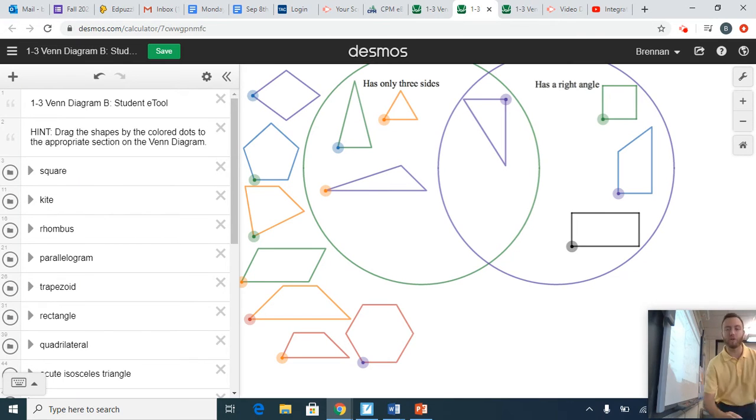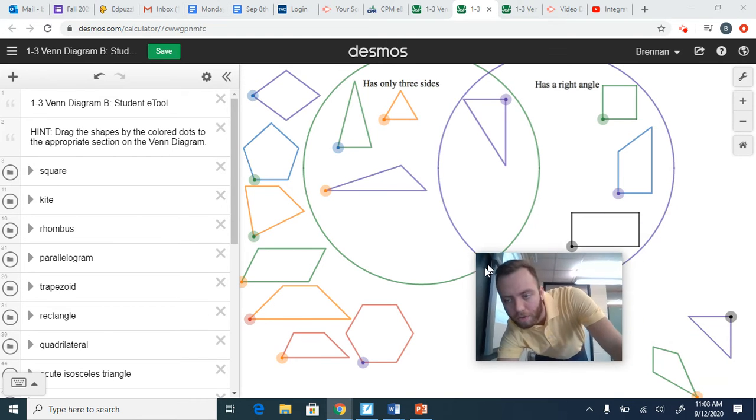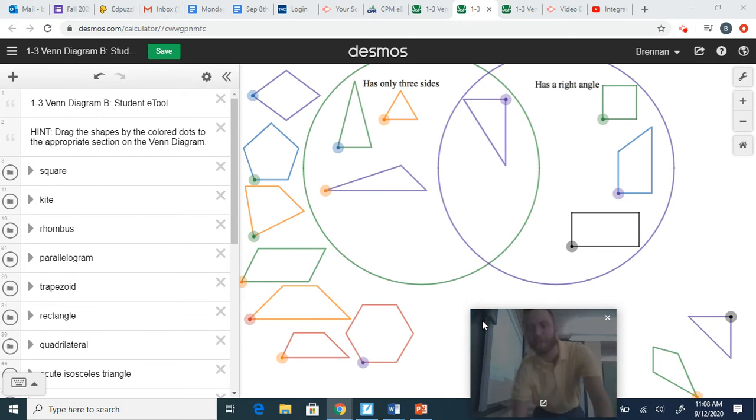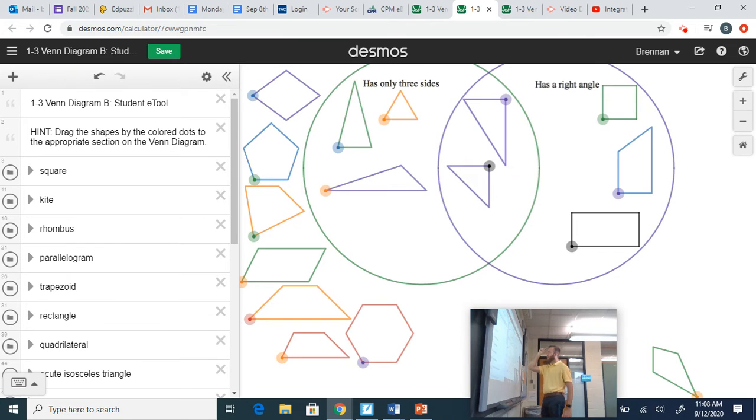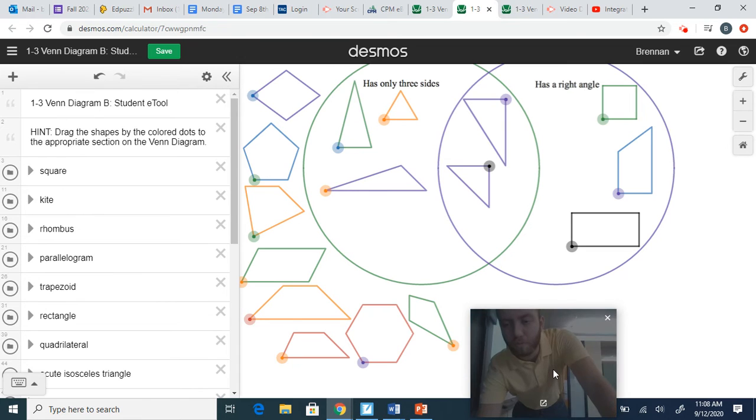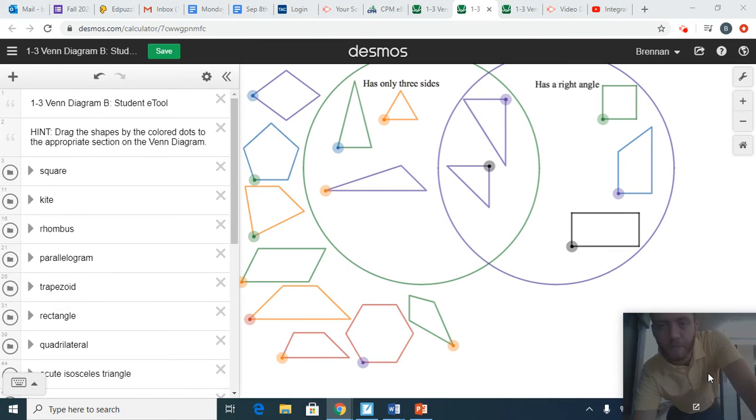And then I'm just going to make sure I'm not missing one by moving myself. I don't think I am. Oh, I'm missing two. It's a good thing I'm moving myself. Okay. So, isosceles triangle here. This one has a right angle and has three sides, so we're going to put it on both. And then again, we have another kite, no right angle, and more than three sides, so that one's out. I'm going to move myself back.